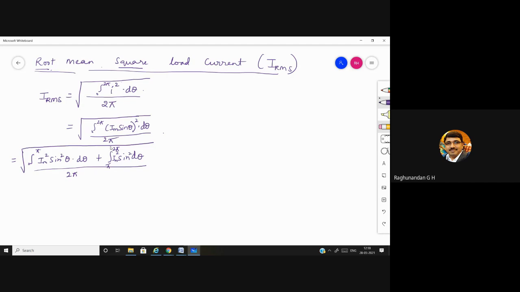Now looking at the output waveform that we have obtained, this is the output waveform for current versus time. So according to this, 0 to pi, this is 0, pi, 2 pi. From 0 to pi, do we have any value for Im?